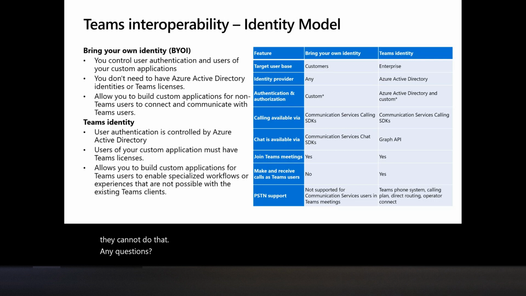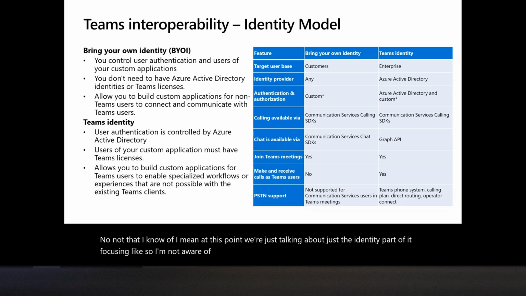I have a question. Please go ahead. Do you have additional information under the bring your own identity model that supports that custom asterisk? My assumption is those are other protocols that are supported by this. Is there another item that would list those additional protocols? No, not that I know of. At this point, we're just talking about the identity part of it, so I'm not aware of it. Okay. Any other questions, folks?